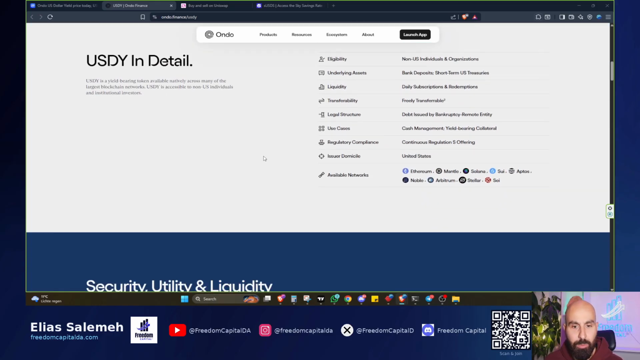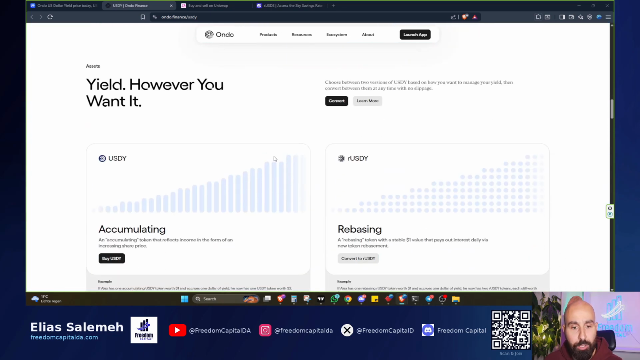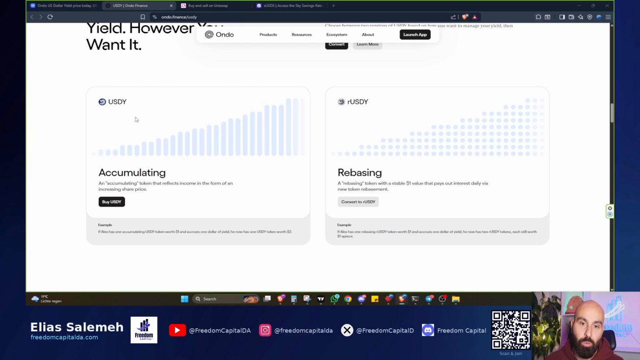Because they explain it right here. So you have two different tokens: USDY and rUSDY. What's the difference? USDY has an accumulating structure behind it, an accumulating token that reflects income in the form of an increasing share price. So when you buy the token, the yield goes directly into the price of the token. You just buy the token and hold it in your wallet, and that's it. You will automatically get 3.55% APY as long as you just hold the token.